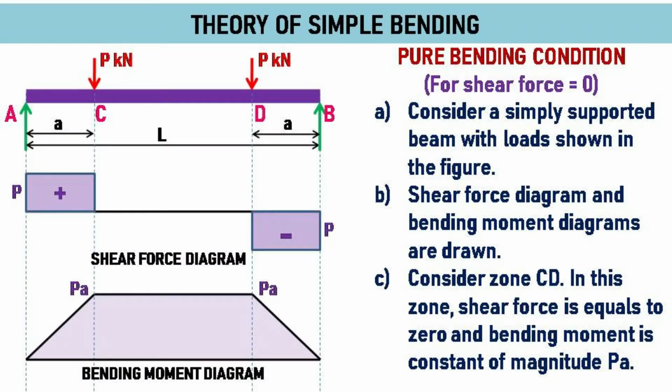Slide 2. Now, the question arises, how to get this condition of beam subjected to only bending. For that, consider a simply supported beam with loads as shown in the figure. Shear force diagram and bending moment diagram are drawn. Consider zone CD in the beam. In this zone, shear force is equal to 0 and bending moment is constant, of magnitude P times a. This zone CD in the beam is only subjected to bending moment and no shear force.